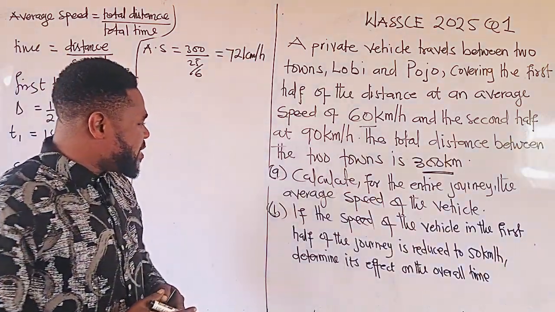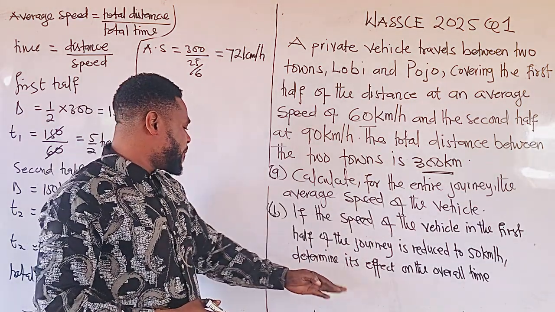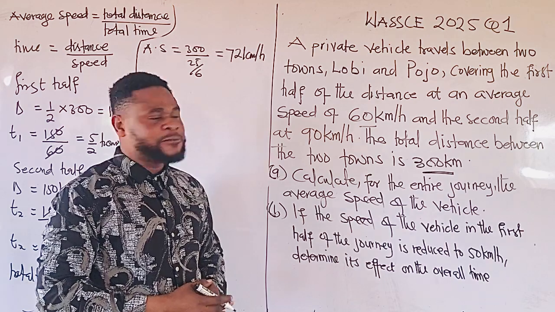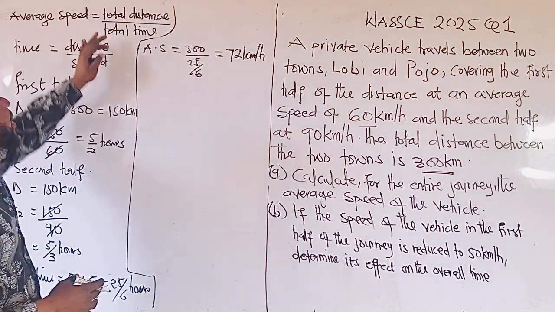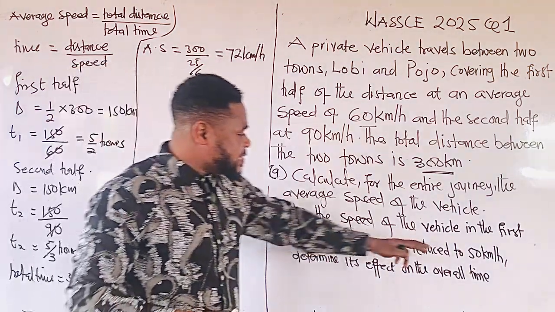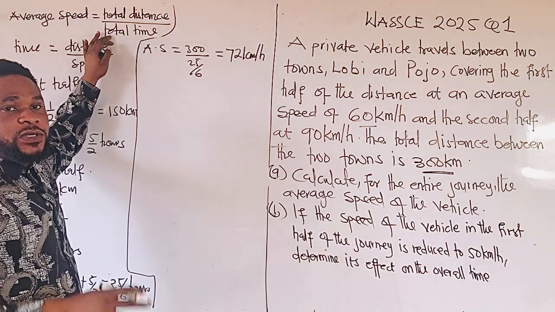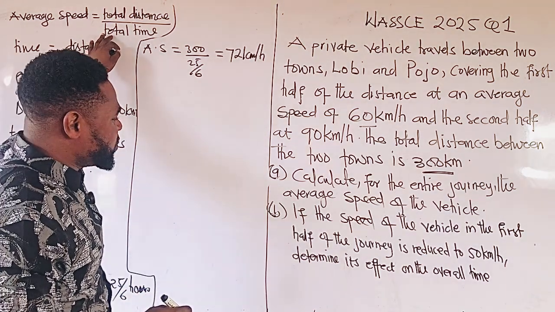Now let us look at the B part. If the speed of the vehicle in the first half of the journey is reduced to 50 kilometers per hour, one thing we need to know is that speed and time are inversely related. So automatically, if the speed is reduced, time is going to increase. So let's see how we can deduce that.